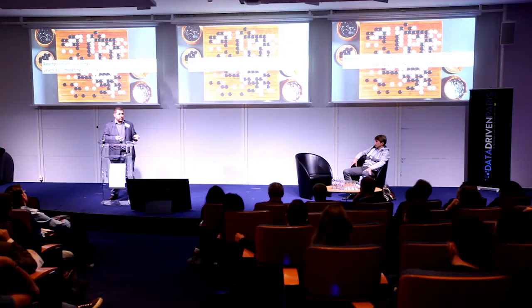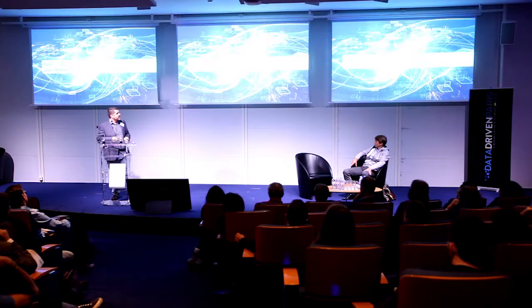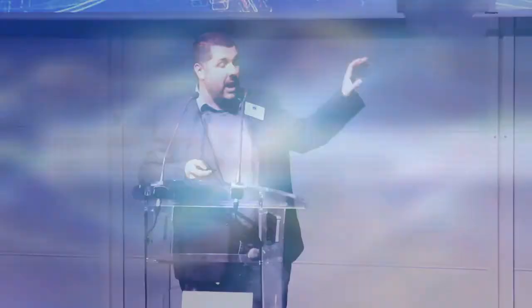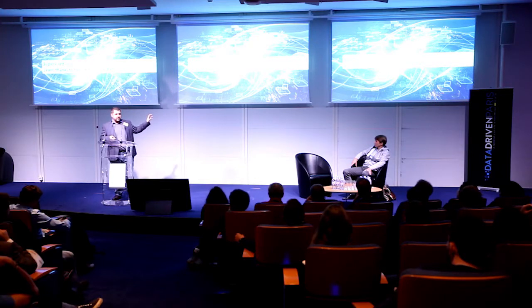If it hasn't been seen in the simulator, it won't be able to face it in reality. The next one, the one that I think has been there for a really long time, is supervised learning. Machine learning is learning from experiment, and in the case of supervised learning, it's learning from tagged historical data.